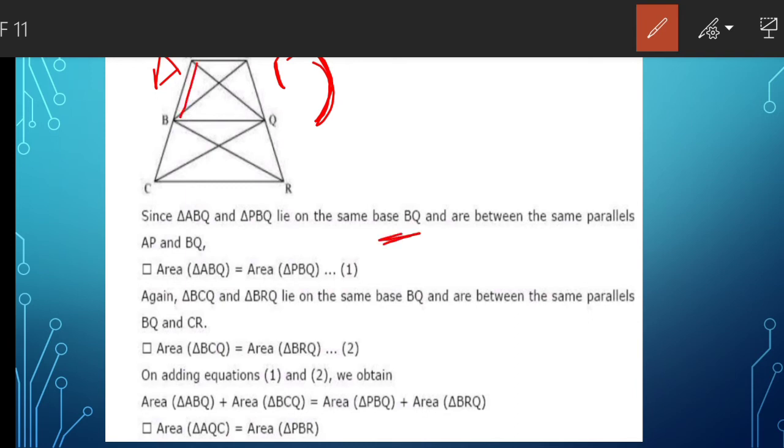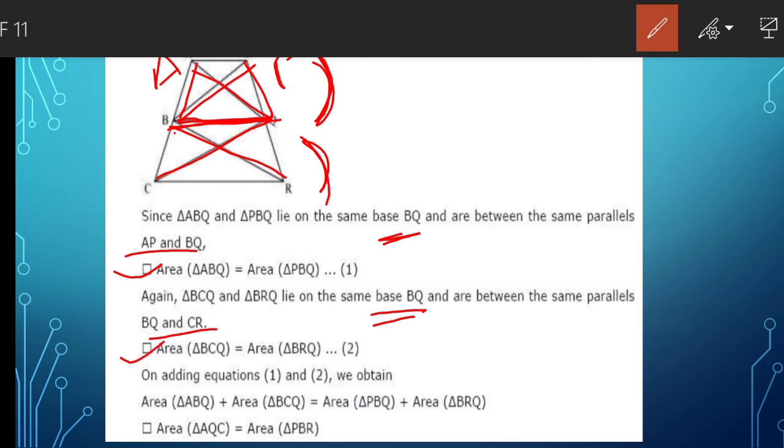Both the triangles AQB and PBQ lie on the same base BQ and between the same parallel lines, AP parallel to BQ. So we can see the areas of the triangles are equal. Next, when we come to the bottom part, here we are also going to consider BQC and BQR. BQC and BQR lie on the same base BQ, as we can see, and between the same parallel lines BQ and CR. So we can say the areas of these two triangles are equal.